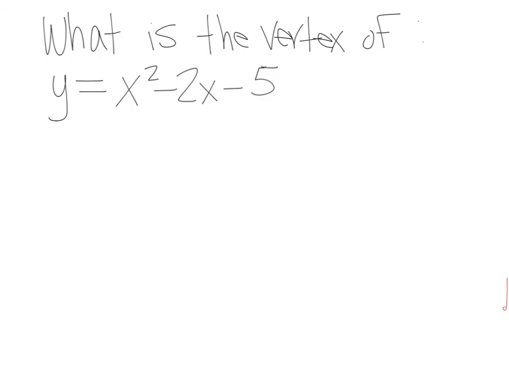Okay, so this is something we practiced using Kahoot in class. We want to know what is the vertex of y equals x squared minus 2x minus 5. So there is a formula that we have to know for this, negative b over 2a.